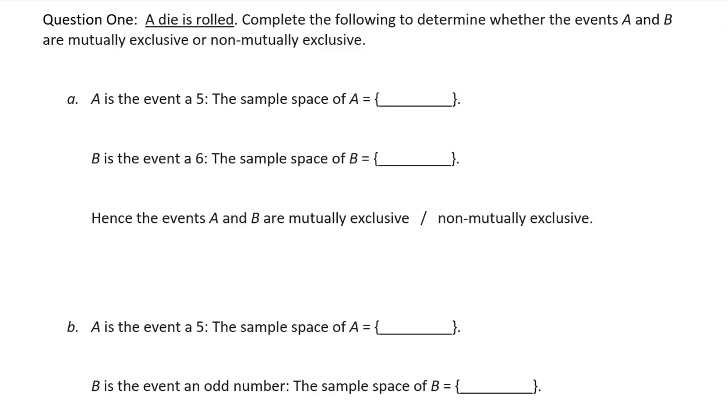All right, so question 1 says that we're rolling a die. So a die is rolled. Complete the following to determine whether the events A and B are mutually exclusive or non-mutually exclusive. I'm going to write you a little note here about what each of these things mean. So mutually exclusive means that only one thing can occur. We can't be doubling up. The same thing doesn't fit both categories. Okay? So mutually exclusive means that the two things can't both occur at the same time.